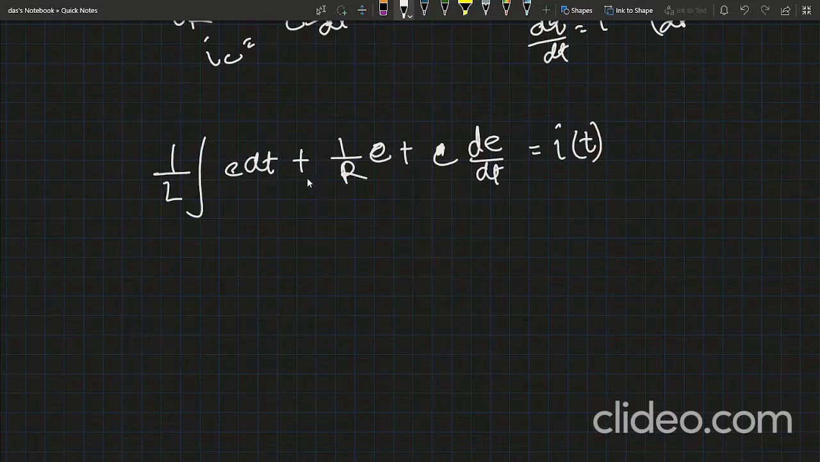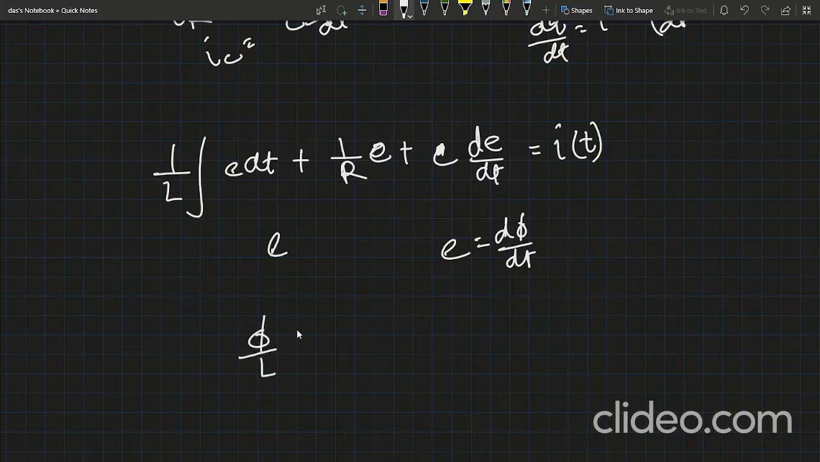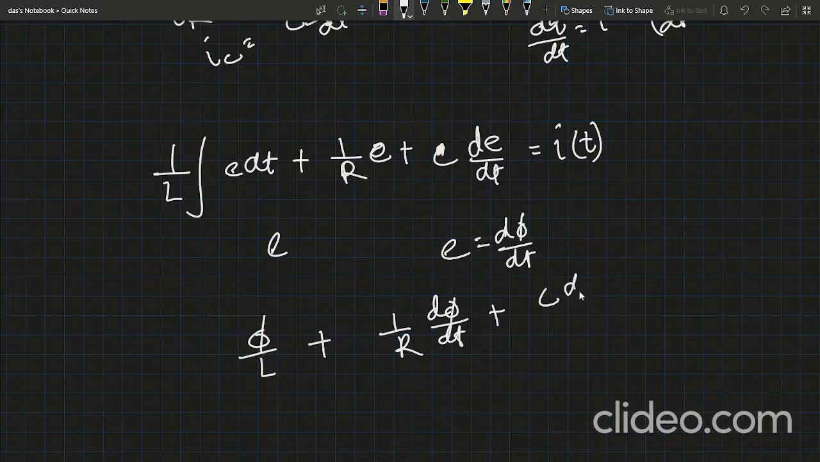One thing should be remembered, that the voltage here E is related to the flux linkage associated with the inductance L. Therefore we consider E equals d phi by dt, flux linkage. Okay, so now if we put here this value, therefore we see that the left hand side is phi by L plus 1 by R d phi by dt plus C into d2 phi by dt2. Okay, the right hand side is I(t).